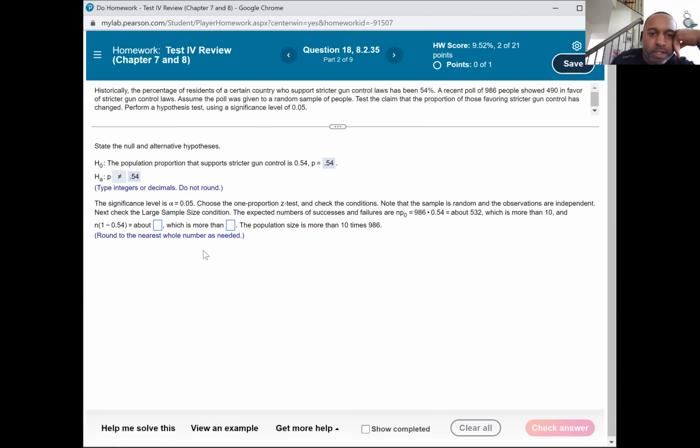All right, so significance level of 0.05. Choose the one proportion z-test. Note the sample is random, independent, large sample size. This is just telling us all our conditions are being met. The expected number of successes and failures is more than 10.